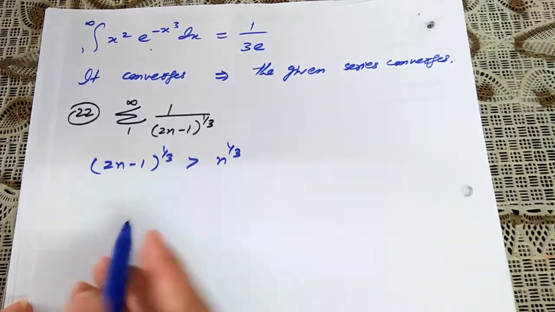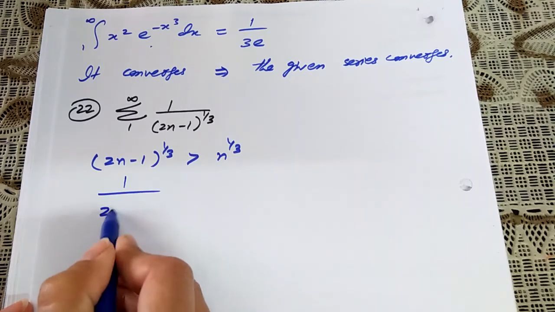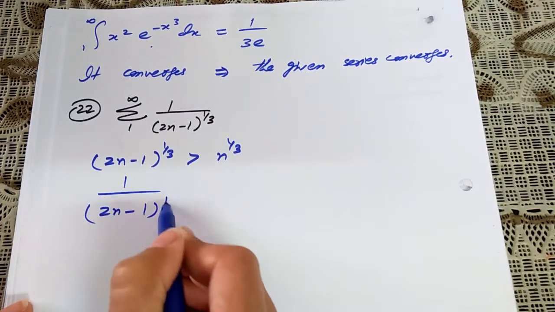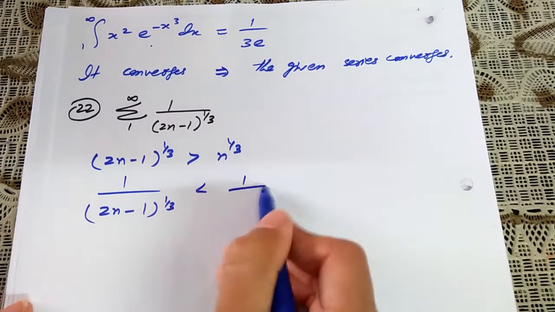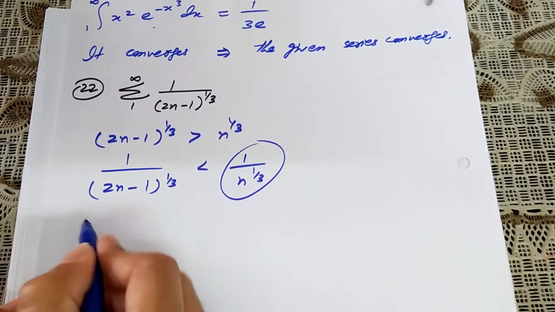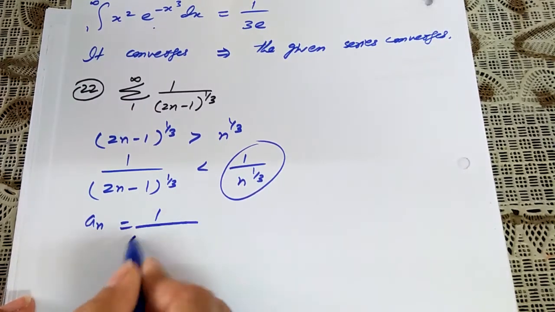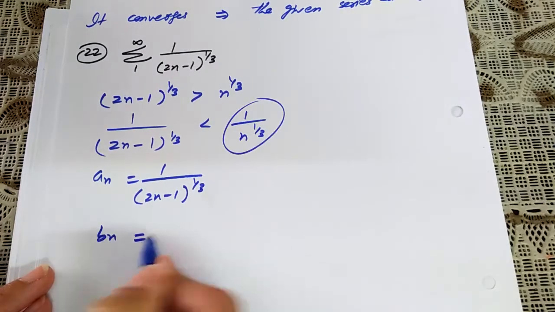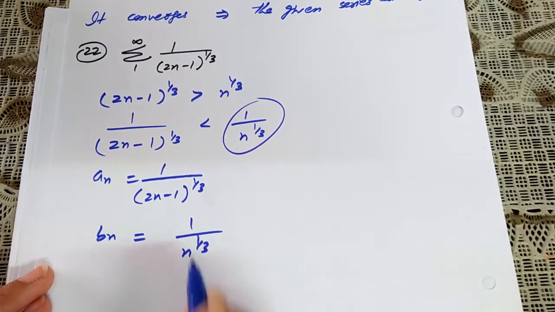But we have it in the reciprocal form. So just take the reciprocal: 1 over (2n minus 1) raised to power 1 over 3 will be less than 1 over n raised to power 1 over 3. So this term is our bn. An here is 1 over (2n minus 1) raised to power 1 over 3, and bn is 1 over n raised to power 1 over 3.